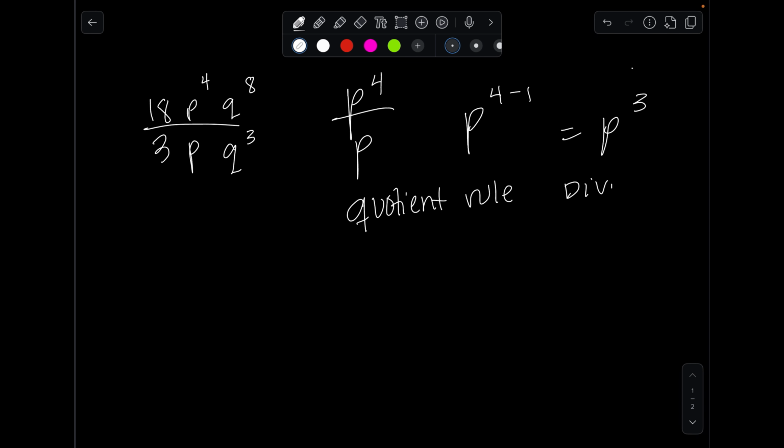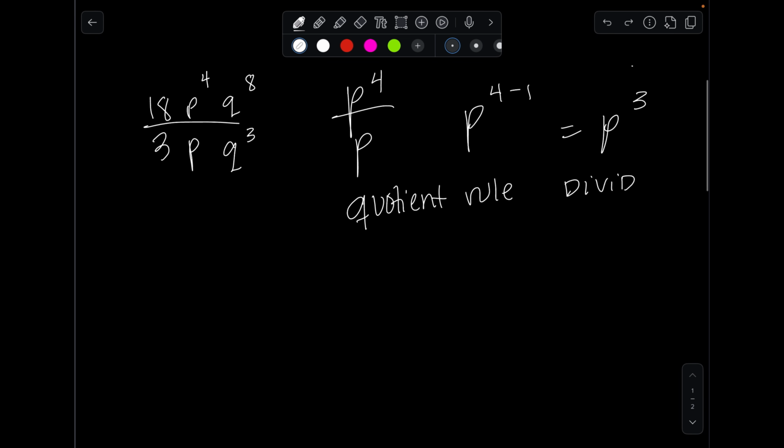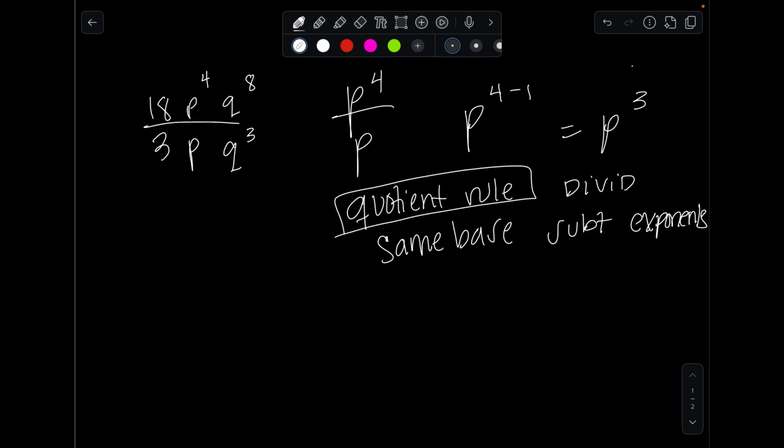If you divide two terms with the same base, you can just subtract the exponents. Okay? So write that down. That's your quotient rule. So you divide 18 by 3 like normal. That's 6. You're dividing p to the fourth power divided by p, so you can just subtract the exponents. This is how you show your work.